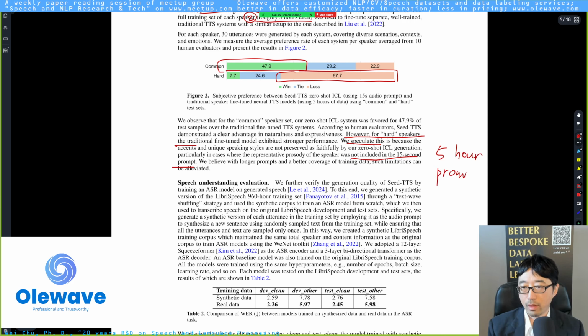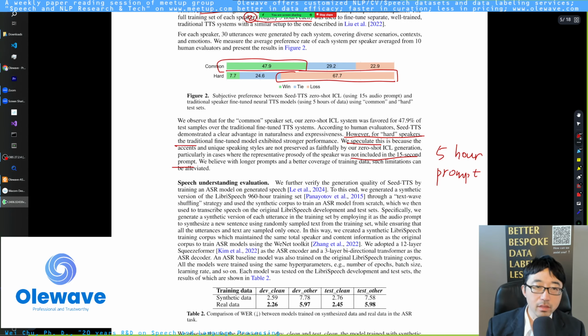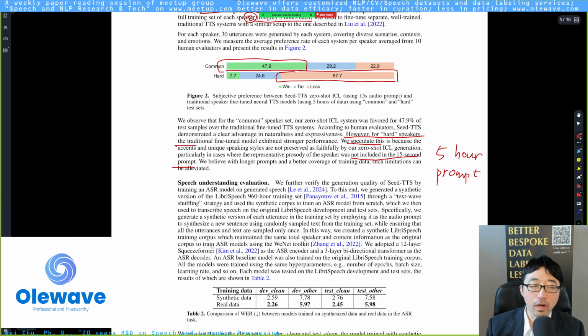prompt? Because, you know, nowadays text language models can take in super long prompts or super long context. Of course, I know 5 hours is long as a context, but can you take it? You know, this is a question. I believe they might be working on this right now.